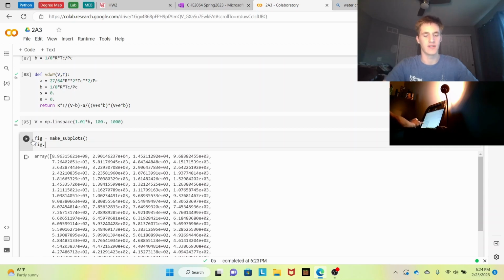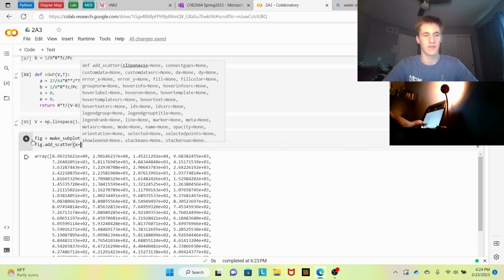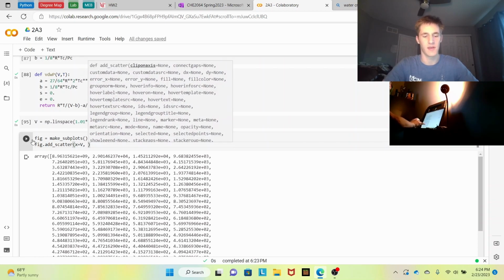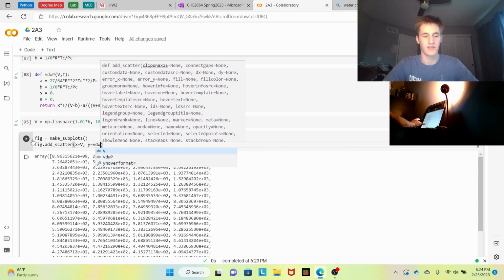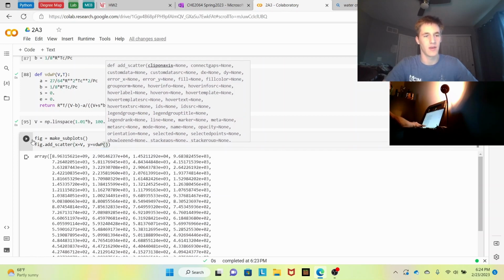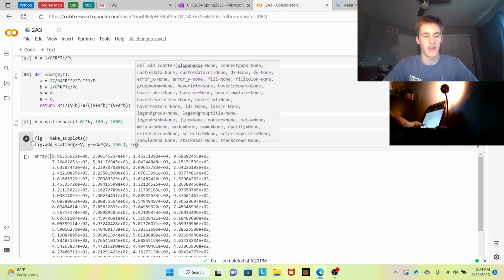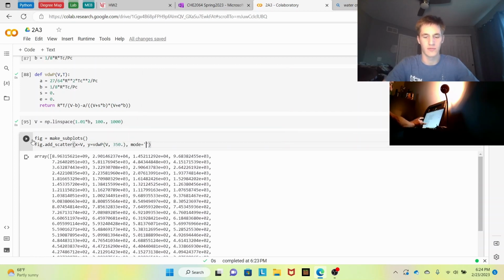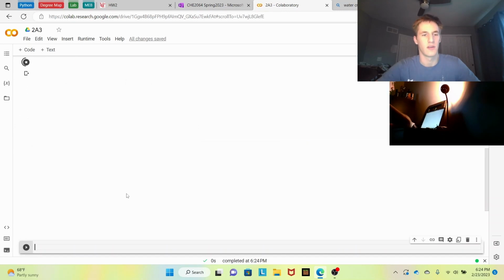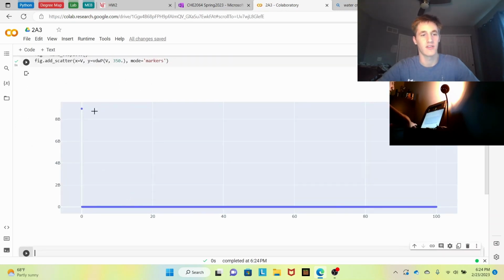And we will do figure.add_scatter, right? Where our x value is our volume and our y value is our van der Waals equation using our volume, and we'll say 350 Kelvin. And I want to make the mode markers, so we just have a bunch of points. And all right, so here's our graph.